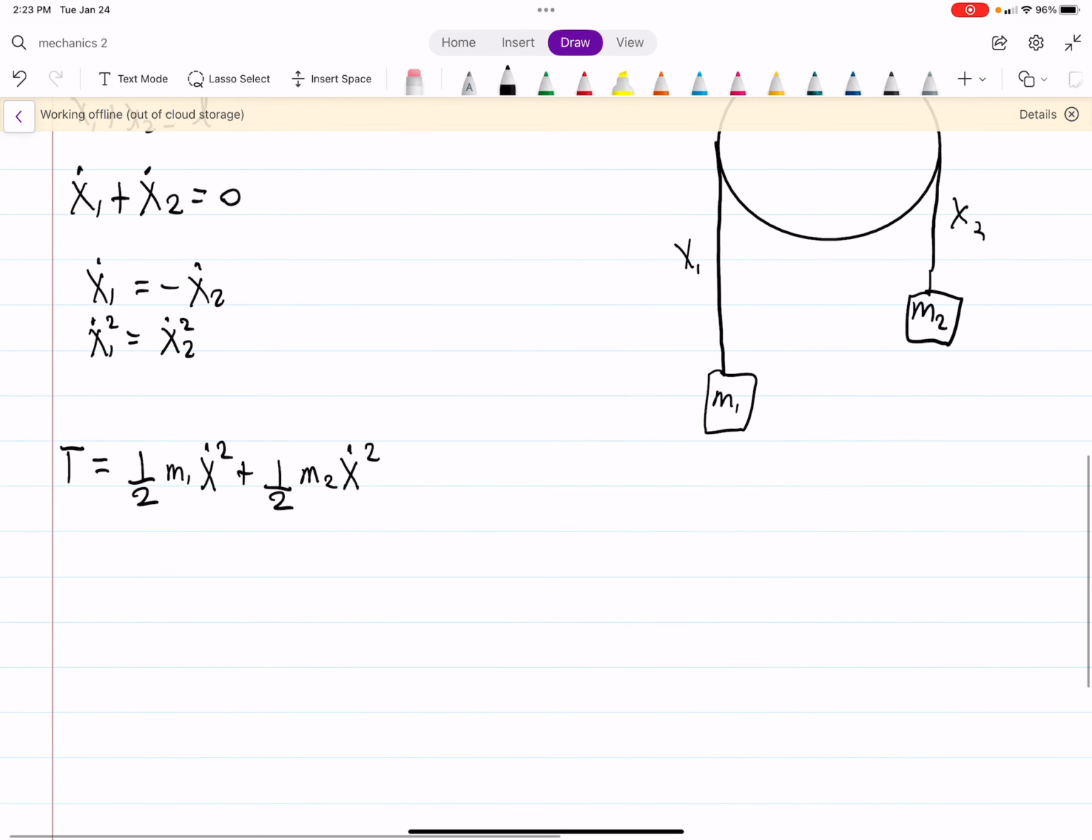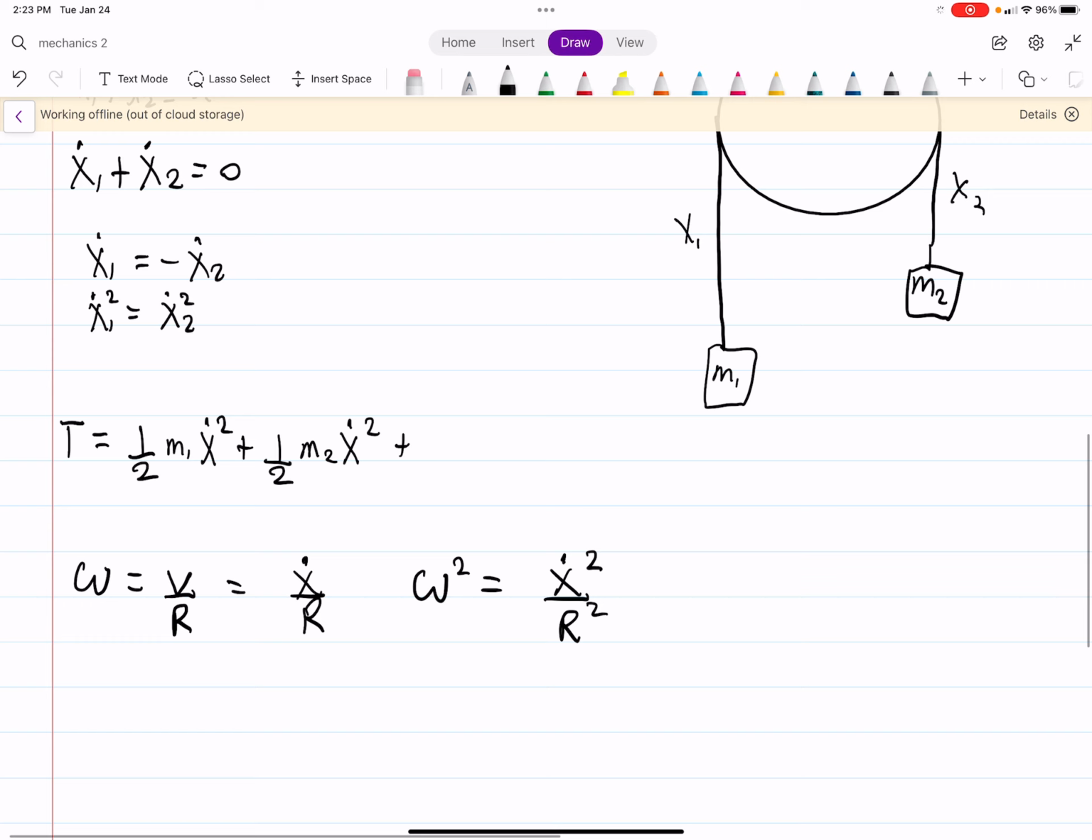Okay, so the next thing we want to do here is rewrite omega squared. So omega is equal to, you might remember this from physics 1, the velocity over the radius, or in this case, just r dot over r, x dot over r. So omega squared is x dot squared over r squared. Okay, so I can add to this 1/2 I x dot squared over r squared. Okay, so that is our kinetic energy.